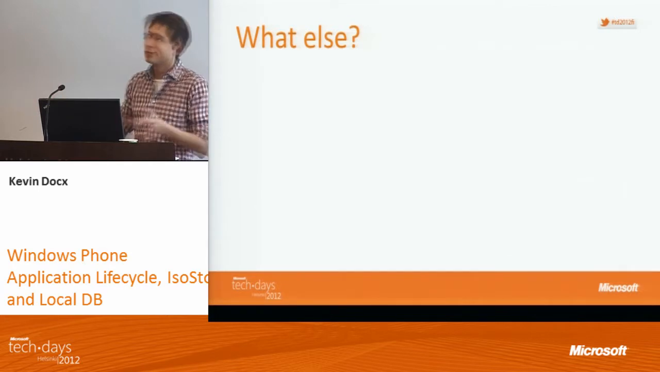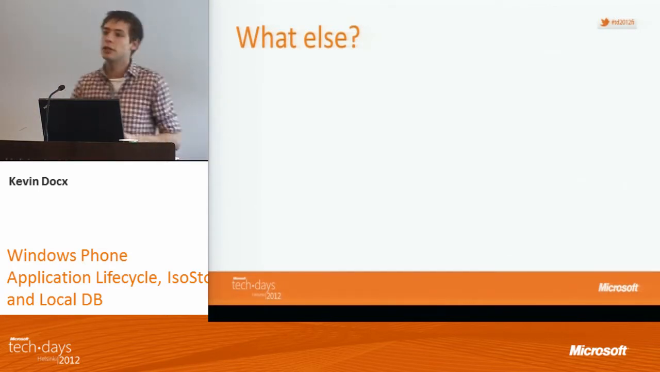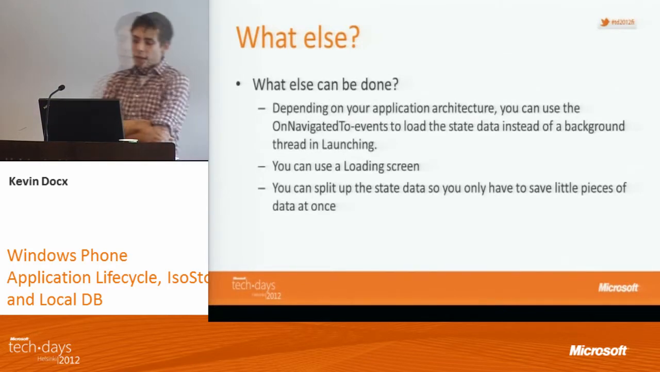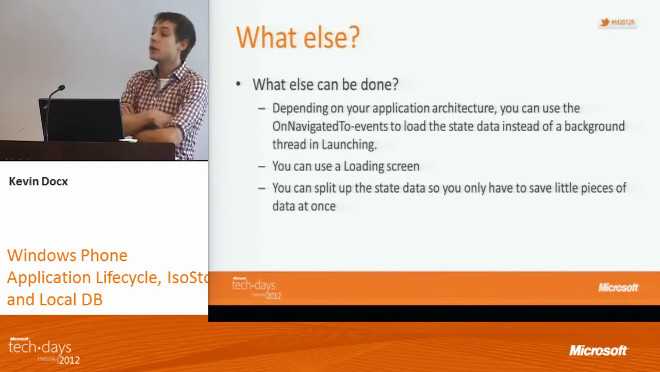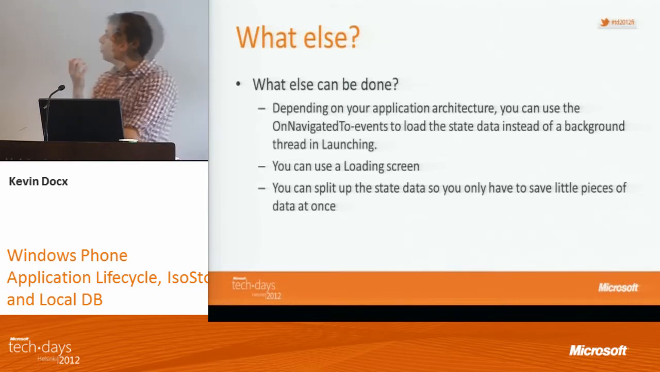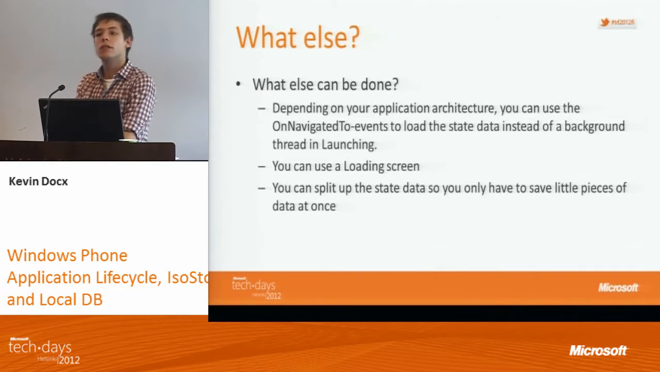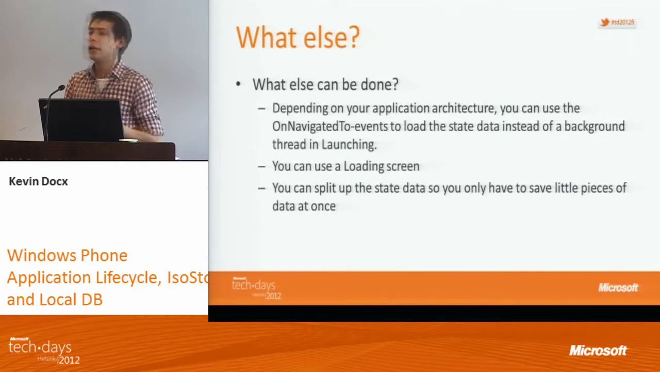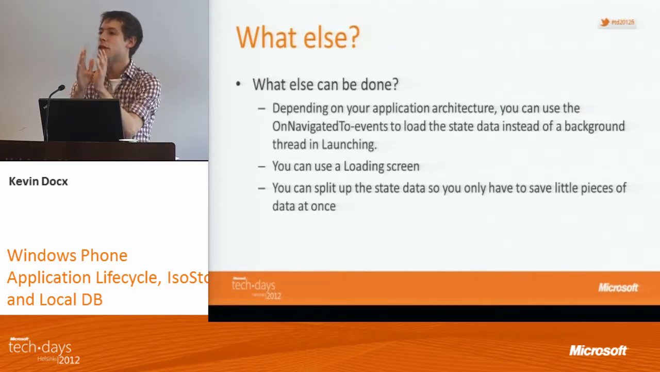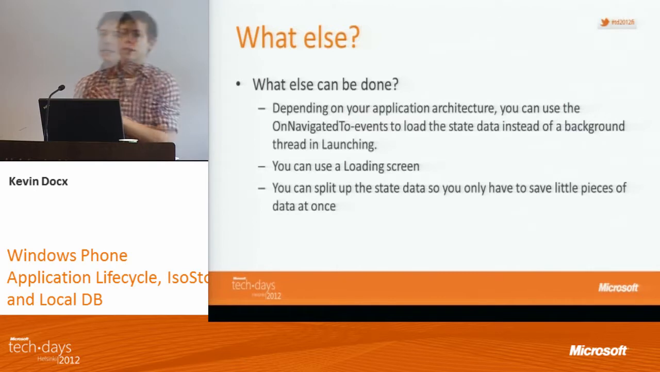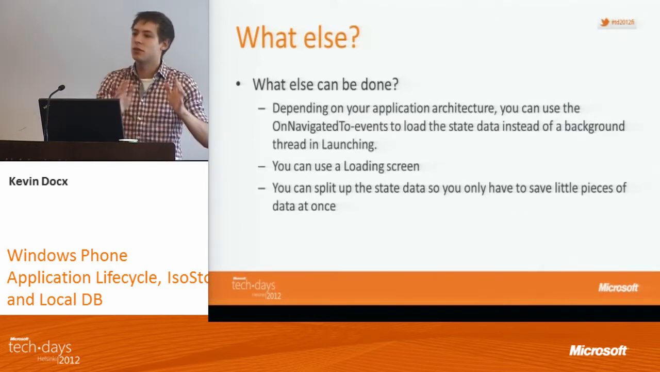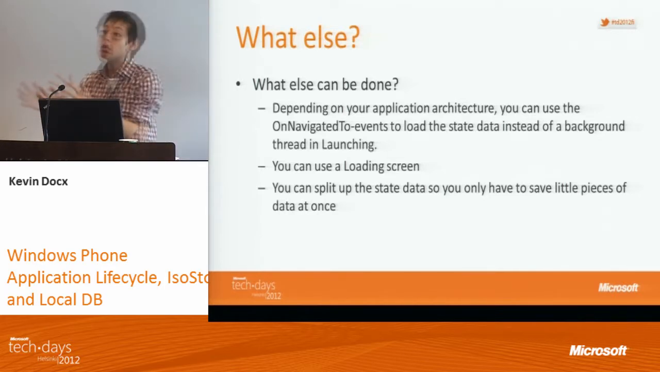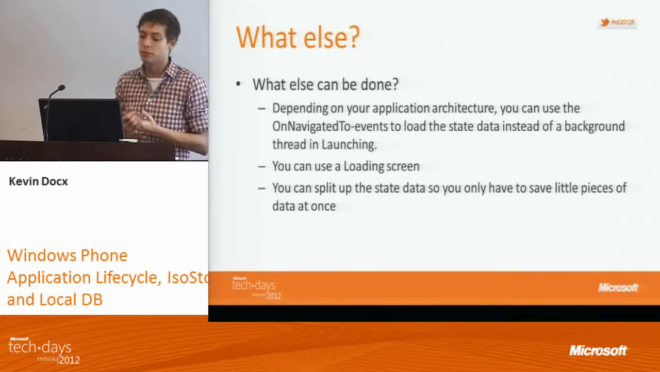If you have a huge one, maybe you should consider using the page navigated from or even to events. So you can use the OnNavigatedTo or OnNavigatedFrom events to load the state data instead of a background thread in launching. What I mean by this is if your app is architected in such a way that some parts of your application need some parts of the data store, you don't need to fetch the complete data store on launch. You just fetch those parts that belong to a certain view, and you can do that in the OnNavigatedTo event, eventually on a background thread.